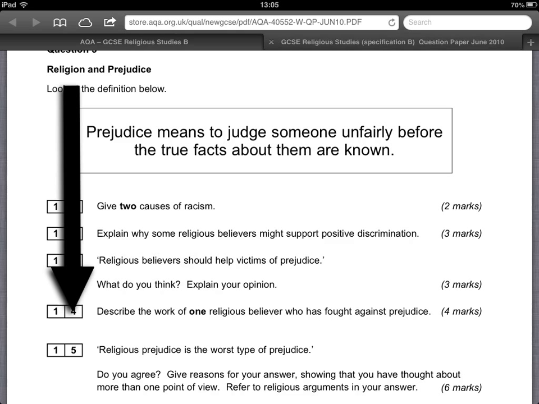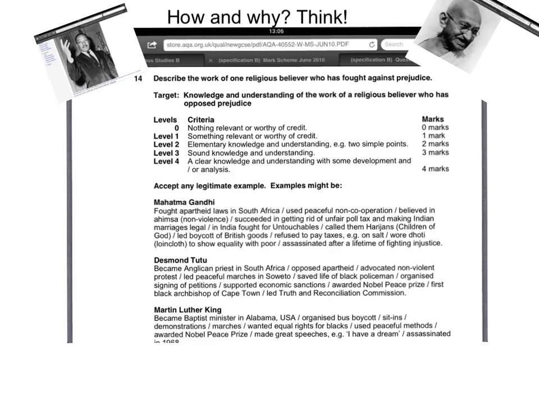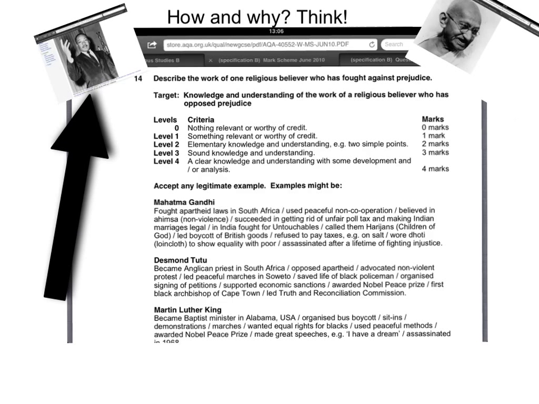Next, describe the work of one religious believer who's fought against prejudice. 4 marks. This is a great question. We've studied Martin Luther King, we've studied Gandhi, so naturally you're going to use one of them. So here we've got Martin Luther King.